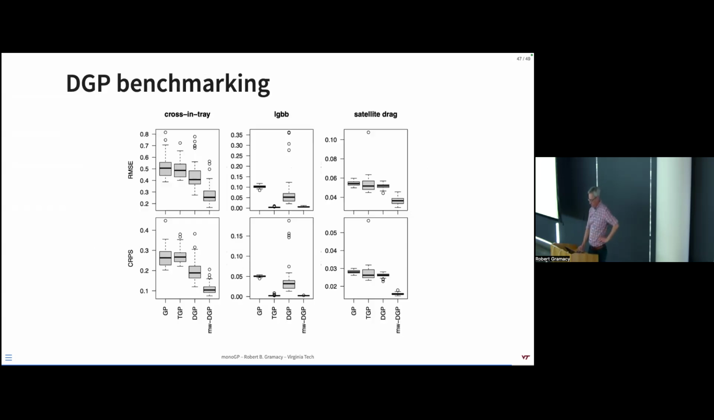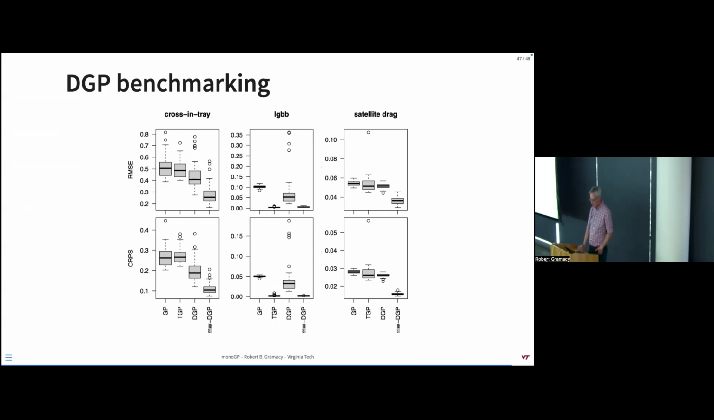This is data from my PhD thesis. I developed a method called TGP that uses trees to partition up the input space and Gaussian processes at the leaves of the tree. It was created for exactly this data. This is data on the lift force of a rocket booster as it's re-entering the atmosphere as a function of its speed and angle of attack and the way that it's rotated.